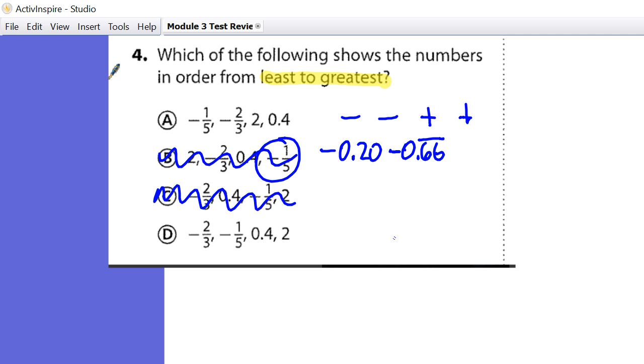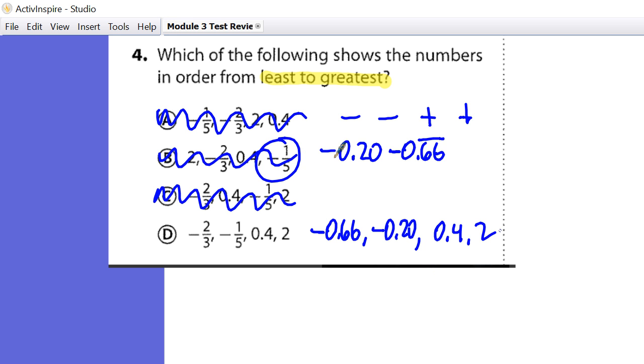It can't be A. So by process of elimination and using really good mouse skill, I know that the answer really should be D, and I can just check that real quick. Negative 0.66, negative 0.2 or 20, comma positive 0.4, and then comma 2. Yeah, that makes a lot of sense. It's D.